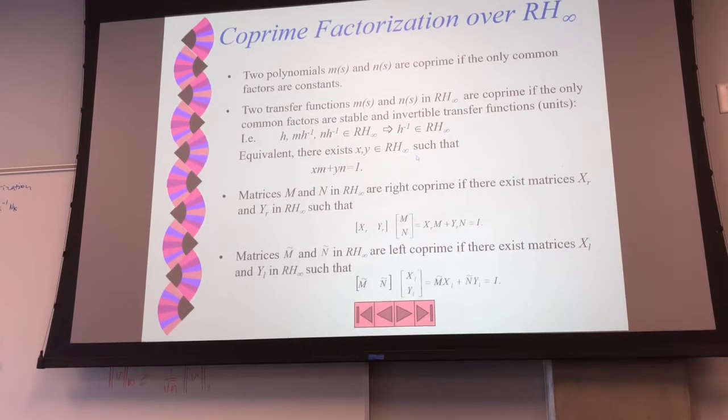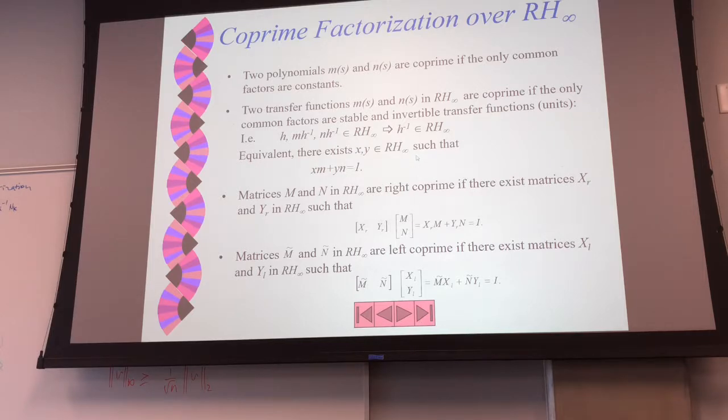It means all stable, proper, real transfer function matrices. So this is a matrix. Two polynomials, so we're talking about two polynomials. They are coprime if the only common factors are just constants.